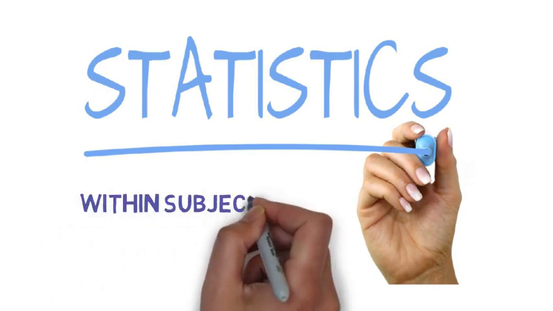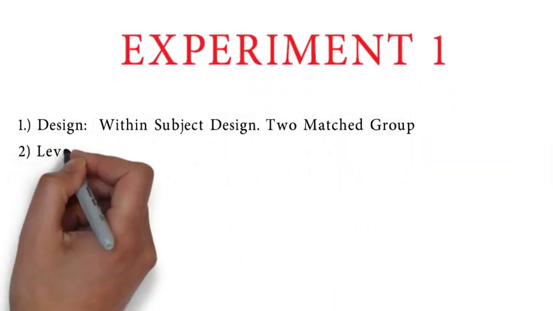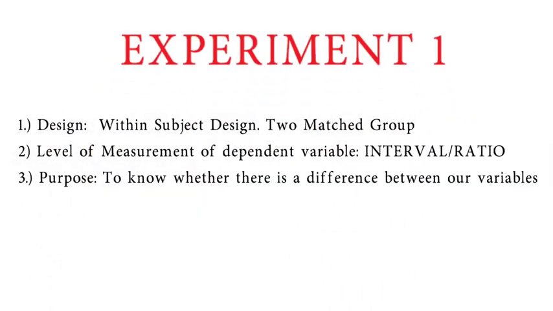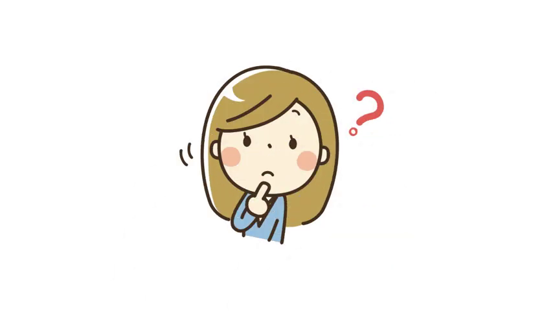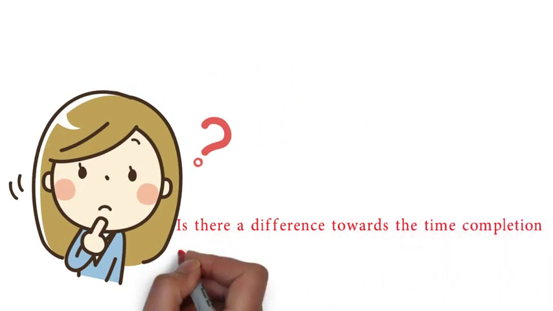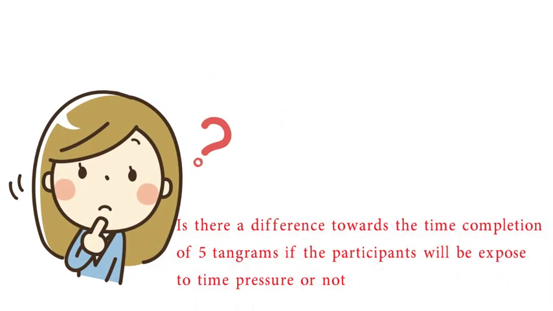Let's now take a look at what statistics we should use in a within subject design. So what should we use if our dependent variable is an interval or ratio? And our purpose is, again, to know if there is a difference between our variables. For example, I want to know if there will be a difference in the time completion of 5 tangrams if the participants will be exposed to time pressure or not.